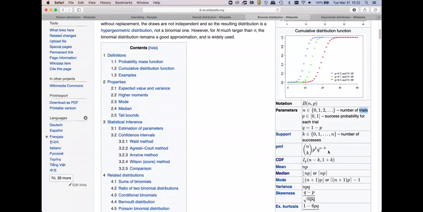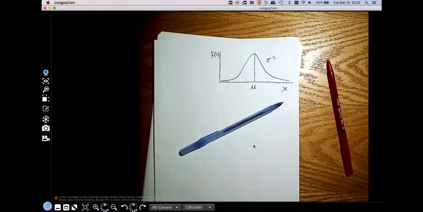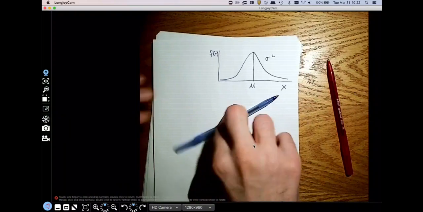Let's go look at the binomial. Here is the PMF for a binomial. One more thing about PDFs. Let's go over to my document camera again. So this is my PDF.